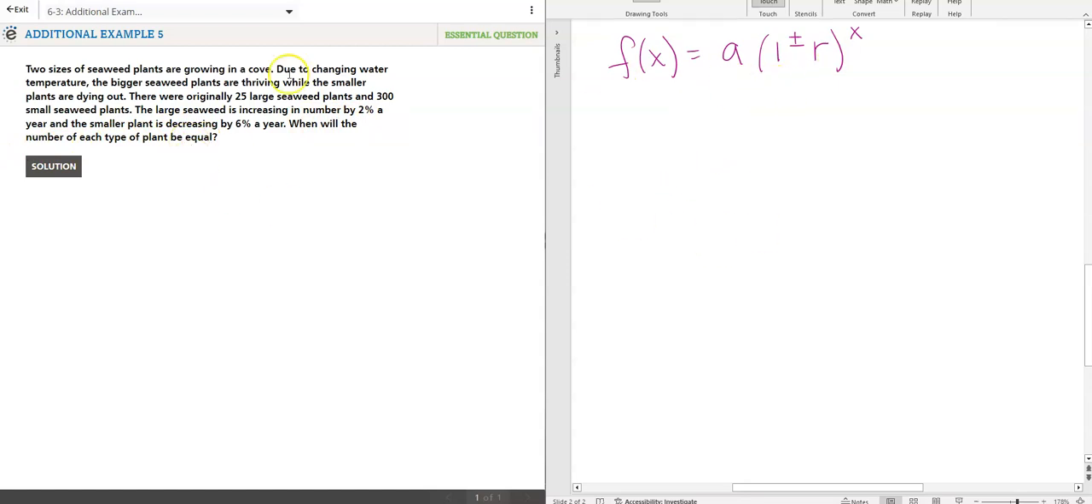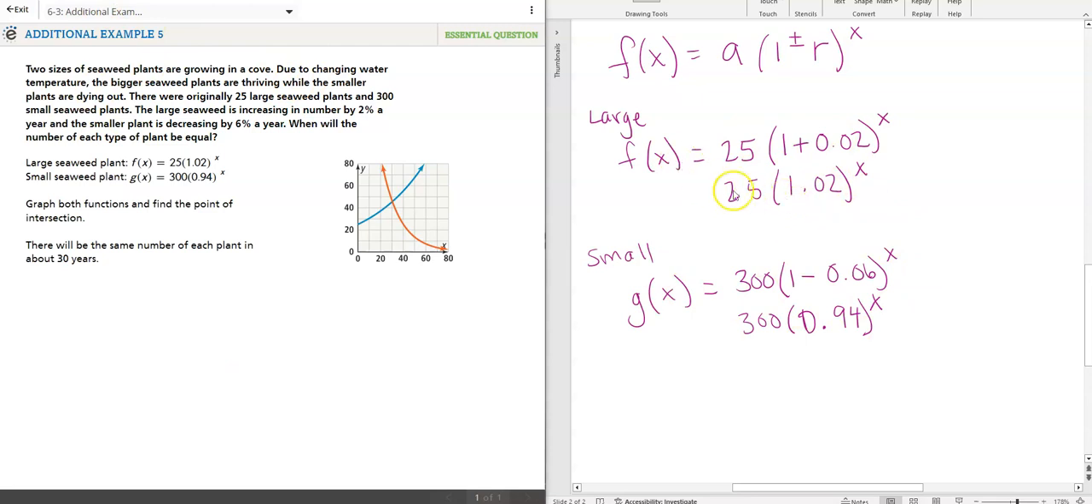So the first thing I'm going to do is write my equations. You do it as well, and then pause the video and see if you're right. So over here I wrote my 2 equations. I have my large at 25 times 1.02 to the power of x, and my small is 300 times 0.94 to the power of x, and you can see here that those equations are true. Then we would graph our equations, okay? And we want to know when they are the same, and the point of intersection is at approximately 30 years. So we would say that in about 30 years, the seaweeds would be the same. So that's just another example of how those two go together.